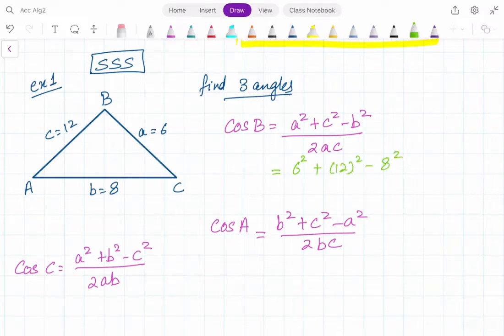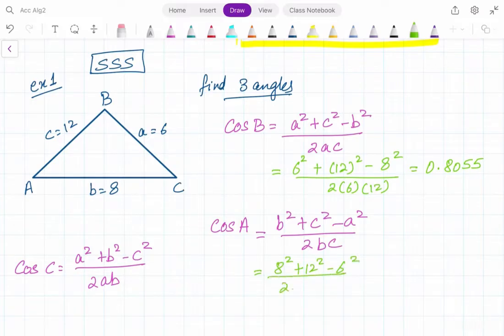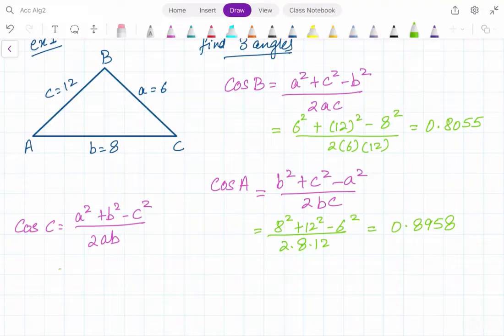And after putting it in the equation, just put it in your calculator or do it by hand, and you will get cos B, cos A, and cos C. After getting cos B, cos A, and cos C, that is not your final answer because I need the angles. To get the angles, what are we looking for? We are looking for the inverse, taking the arc cos.